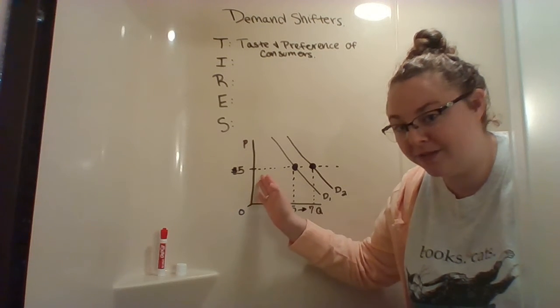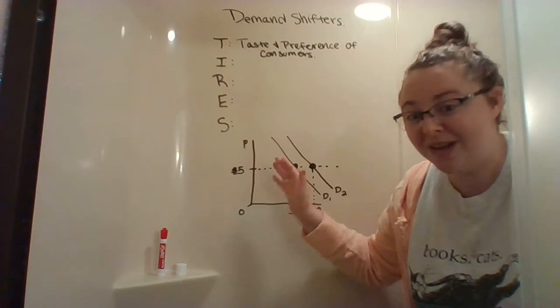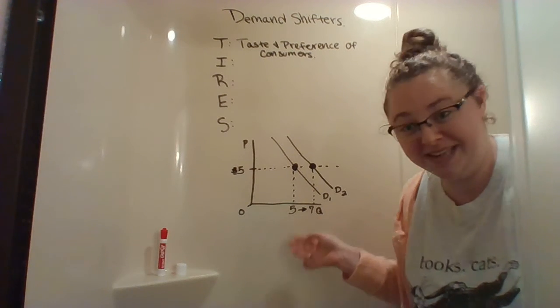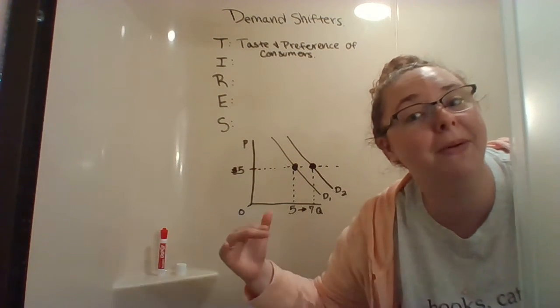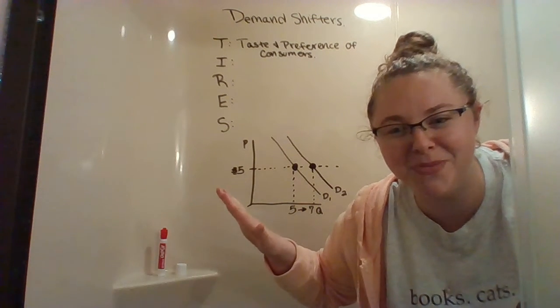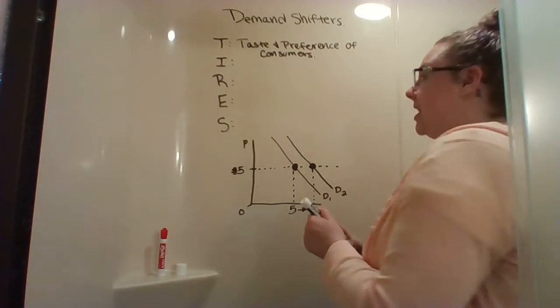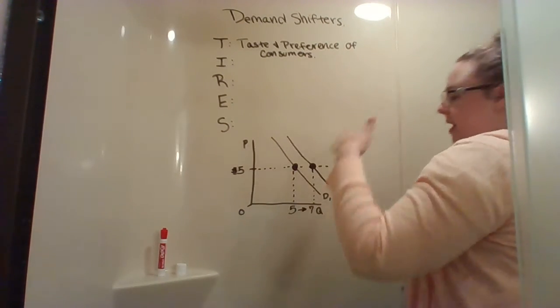Does not change the price of the item. Price does not change because Beyonce likes Colgate, just the quantity demanded by consumers. Remember, we're talking demand, only talking about consumers today. Great? Cool. Okay. So that's the example for taste and preference for consumers.